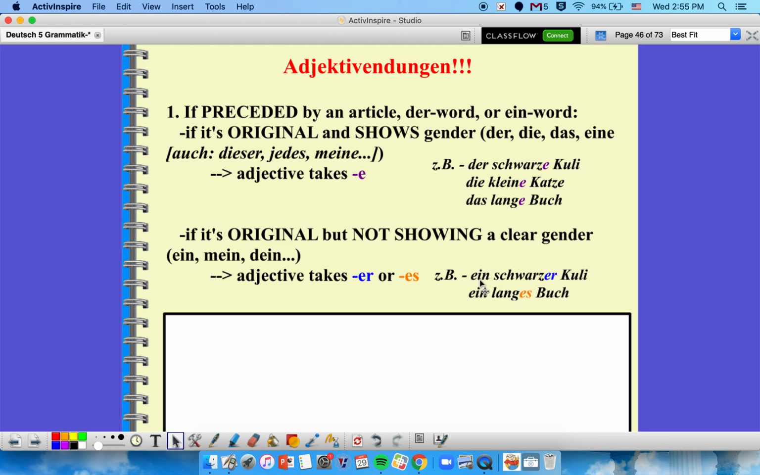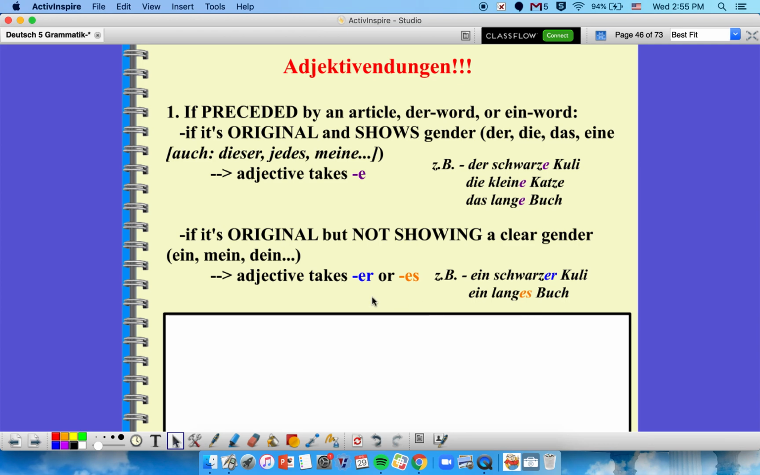Because ein with Kuli, if you didn't know what gender Kuli was, you wouldn't know if it's masculine or neuter just looking at the ein. You have to put ER to show that Kuli is masculine. And then ein langes Buch, same thing. You have to put the ES to show that Buch is neuter.